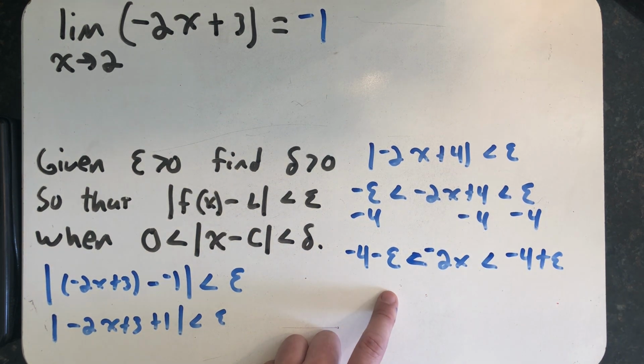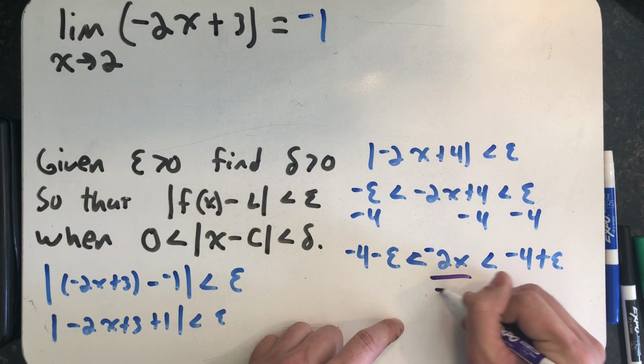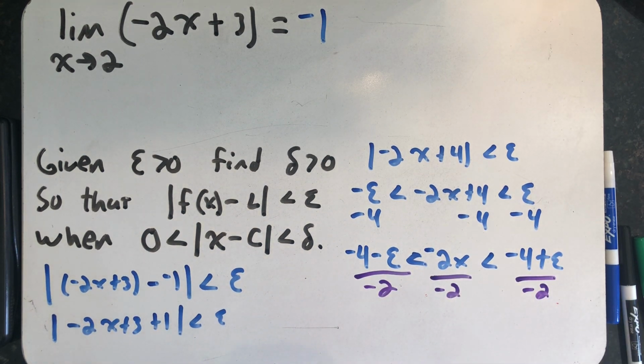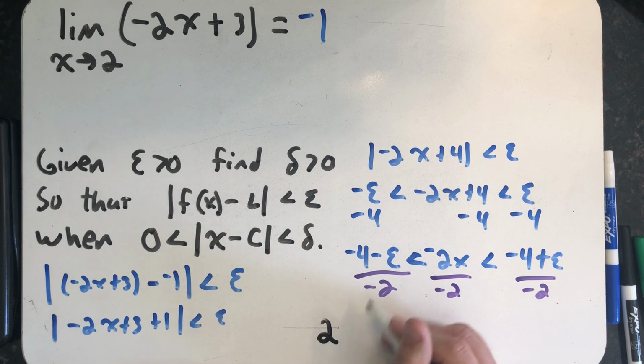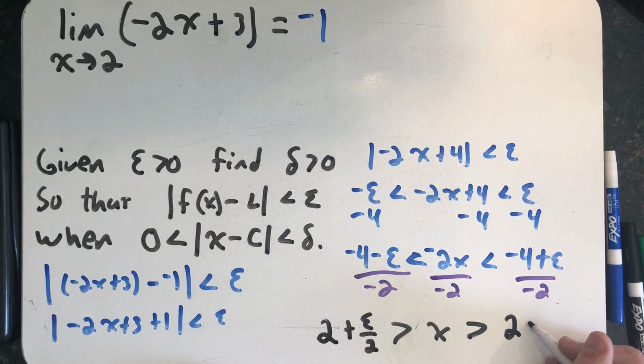I lost a minus symbol there, that's going to be important. And now I have to do a little division. I have to divide everything by minus 2. Oh, an old inequality rule tells me that when I multiply or divide by a negative number, I have to flip the inequality symbols. All right, so I divide everything by minus 2. So let's see, minus 4 divided by minus 2 would be 2, plus epsilon over 2 is now the top end of my inequality. And minus 4 divided by minus 2 is positive 2, minus epsilon over 2.